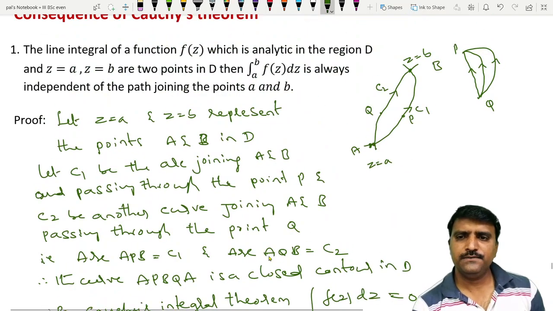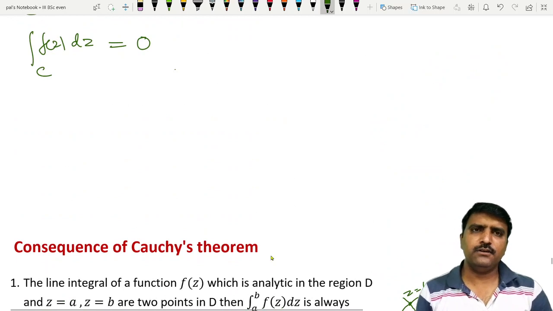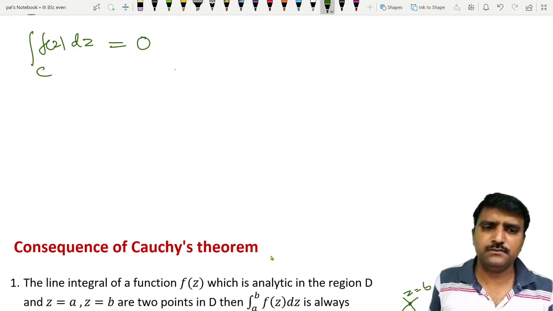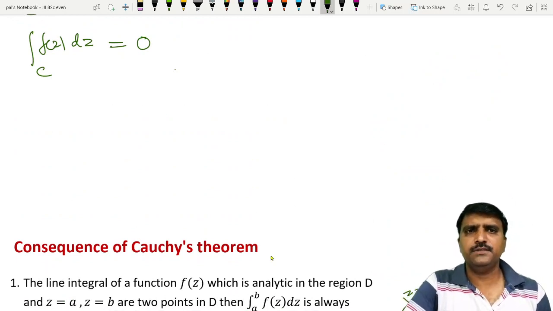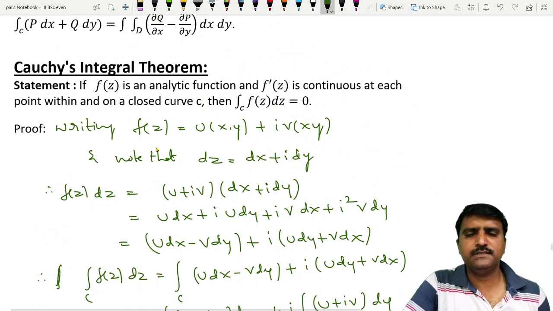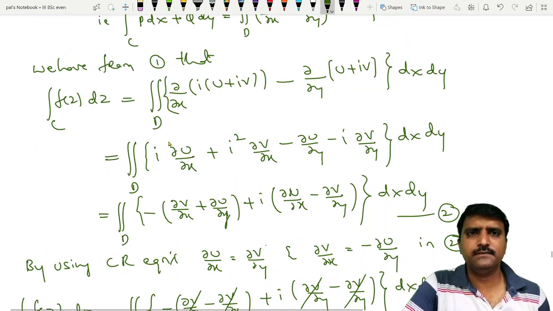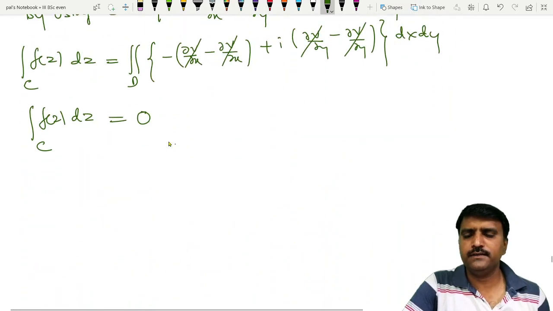The first consequence, usually consequences are not asked in examinations, very rarely asked. But this theorem, Cauchy's integral theorem, is very important. It is asked many times in examinations, so concentrate on this.